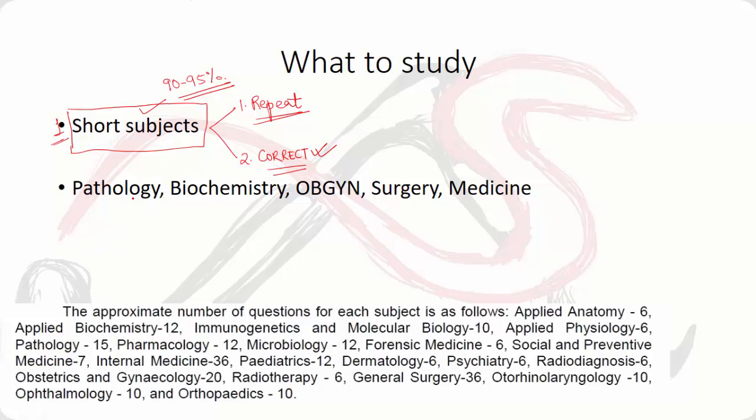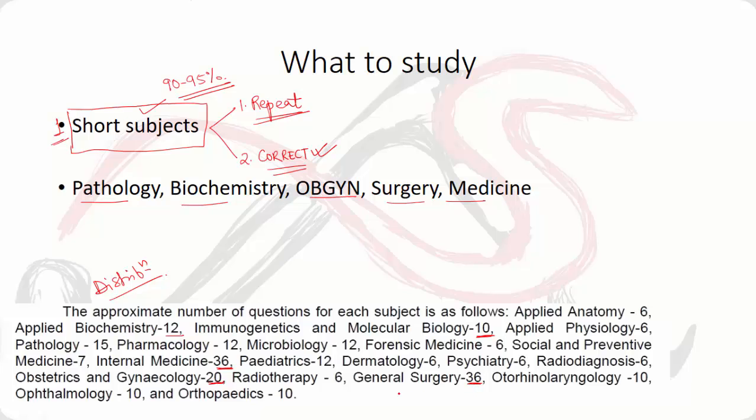Now next, I have listed out a few subjects: Path, Biochem, Obs Gynae, Surgery and Medicine. Why have I listed these 5 subjects? See, this is the distribution of the questions in the exam, taken from the prospectus. If you note, biochemistry is 12, immuno is included in biochemistry, so that makes a total of 22. Internal medicine counts for 36, Obs Gynae is 20, and general surgery is 36.